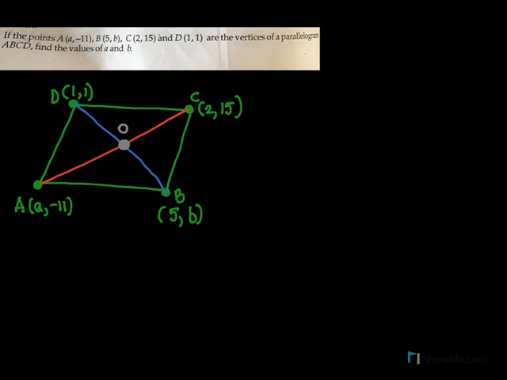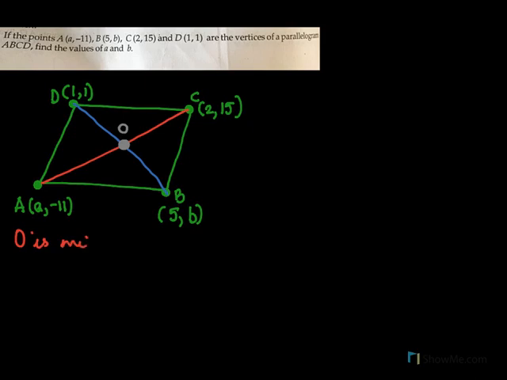So the strategy in this sum is, with the help of AC, we will find the coordinates of O, and then with the help of DB we will find the coordinates of O again, and we'll equate it because O is one and the same point. So let's see, we'll find the coordinates of O.